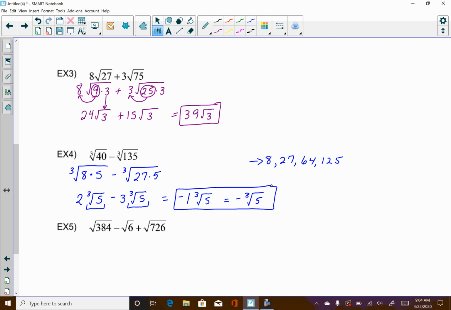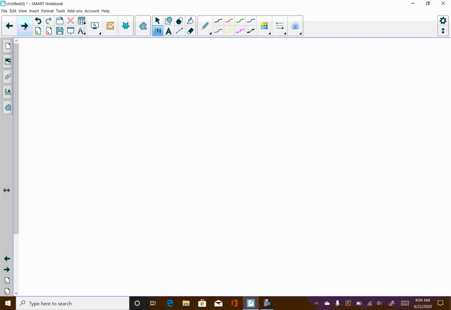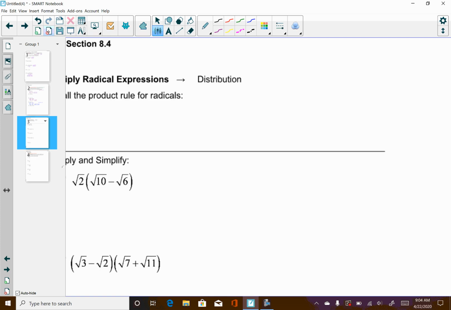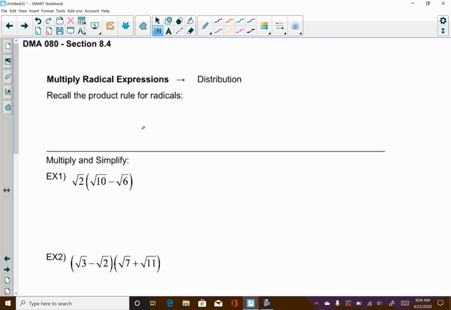Okay. All right, we'll flip it on over. Got an extra page there. Let me just delete that page. There we go. All right.